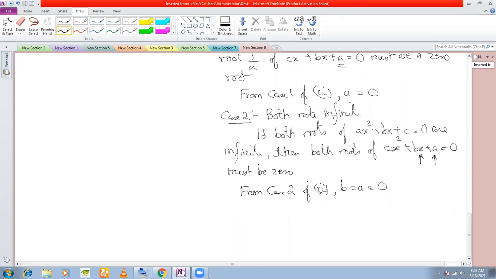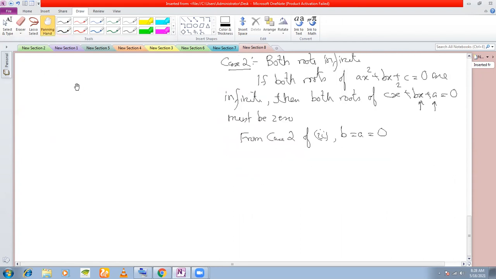Okay. If there are no questions, we can proceed to the next one. Equal in magnitude but opposite in sign. What do you mean by this?